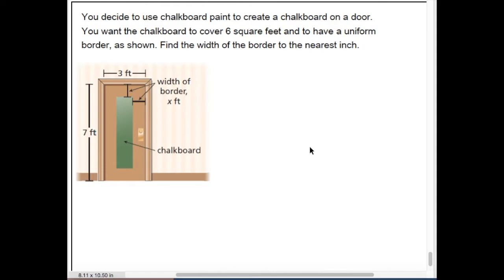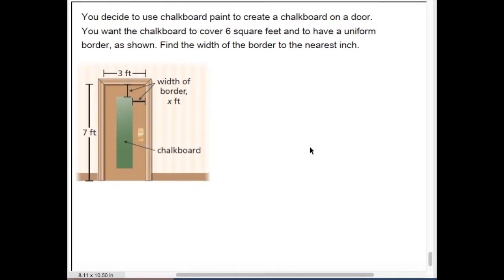So you know the dimensions in feet of the door from the diagram. We can see that the length is 7 feet and the width is 3 feet. We want to make sure that we have the uniform border, and then that middle part, the green part, is your chalkboard.